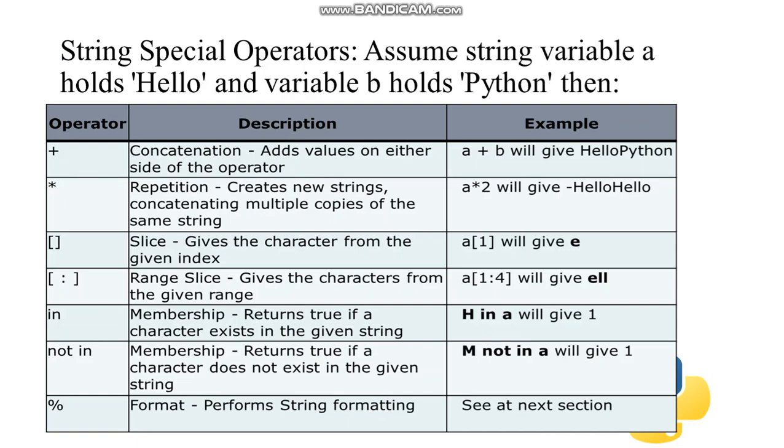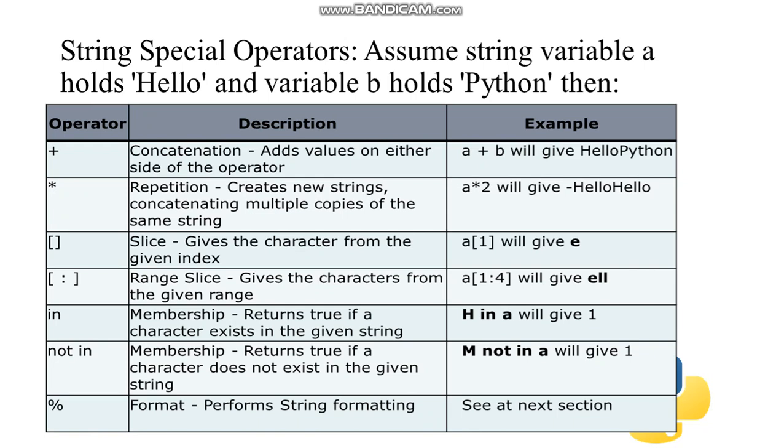Next we have some special operators in Python. First is your concatenation operator, that is the plus operator. It will concatenate two strings. Suppose I've declared a equals to hello and b equals to Python. So if I write a plus b, it will give me output as hello Python. Next operator is repetition. It is going to create a new string with multiple repetitions. For example, I have declared a equals to hello, and if I write a into 5, it is going to repeat the hello 5 times.